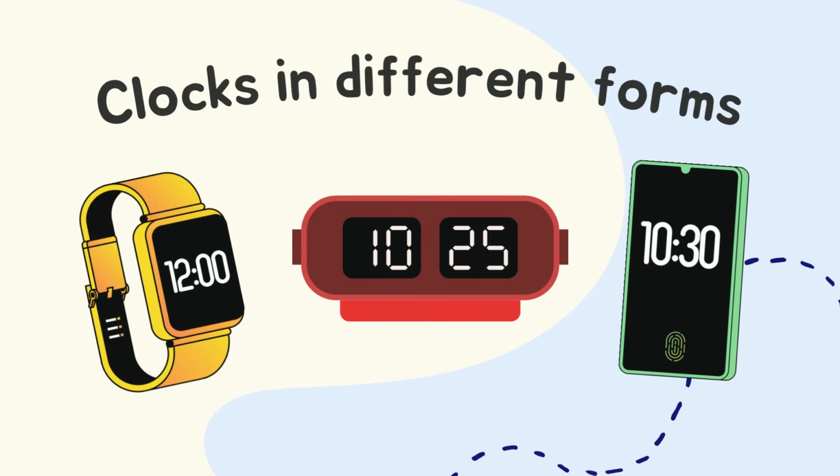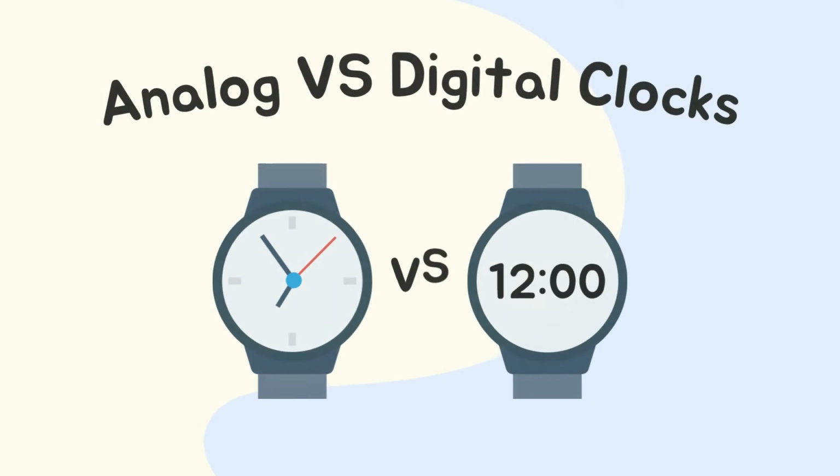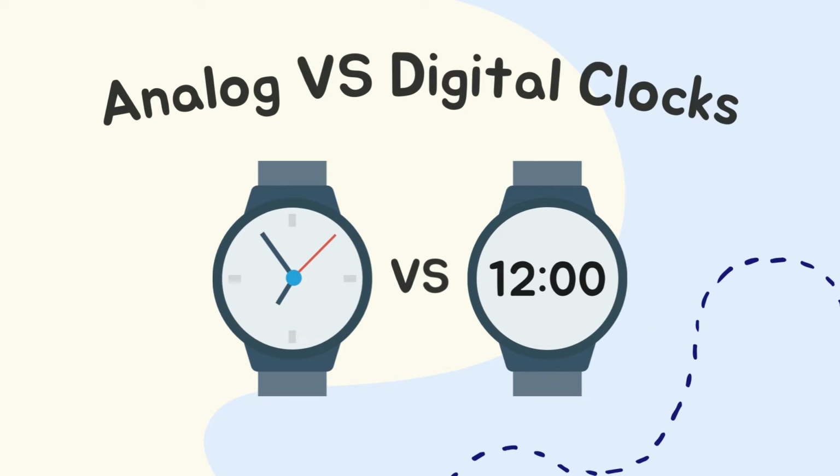Nowadays, clocks can be found in different forms. They can be found in watches, built into our phones, or on our nightstands as alarm clocks. Clocks are all around us. There are two types of clocks, analog and digital.